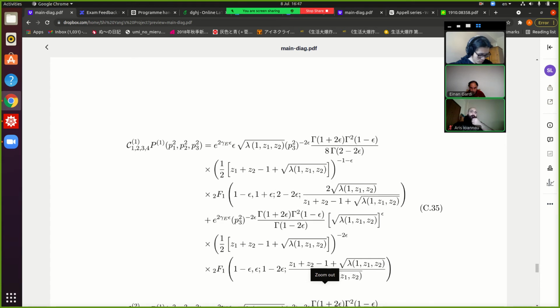Let's see. That region, for example, can happen. I'm trying to think about the physics situation. Suppose you take all of the 3 scales to be space-like. If they are space-like, there is no discontinuity in any channel. Okay? You never have a situation where you can put things on shell by cutting. All of them are space-like.